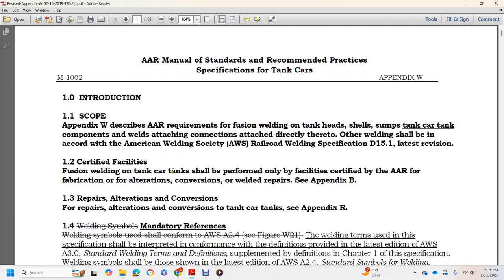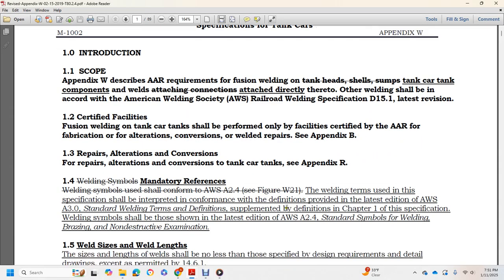Certified facility. Fusion welding of tank cars shall be performed only in facilities certified by the AAR for fabrication, alteration, conversion, and repairs. See Appendix B. For repairs, alteration, and conversion of tank car tanks, see Appendix R. Welding symbols, mandatory references. Welding symbols used shall conform to AWS A2.4.